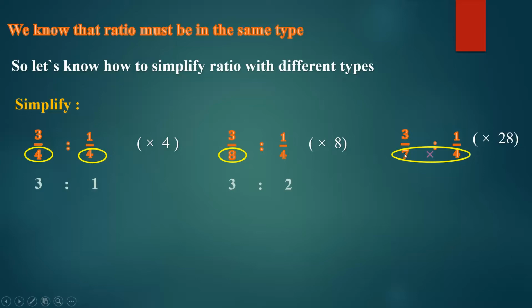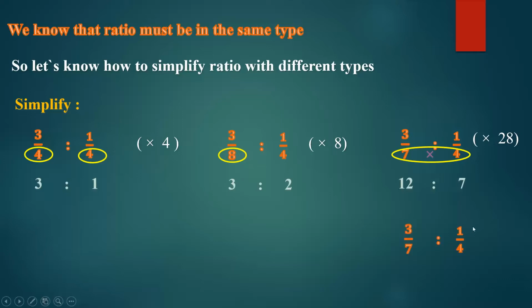So if we have two different denominators, and the biggest one is not divisible by the smallest, multiply both denominators by each other and take this number and multiply the two fractions by this number. So 7 times 4 equals 28. So we are going to multiply both of them times 28. 3 over 7 times 28 equals 12. And 1 over 4 times 28 equals 7. And we can simplify again.